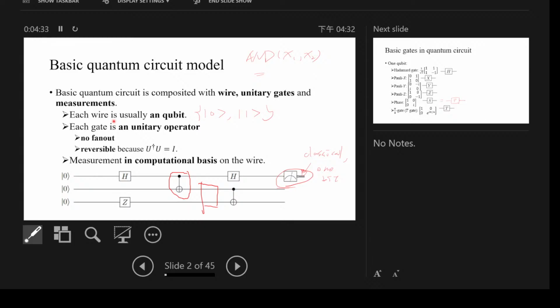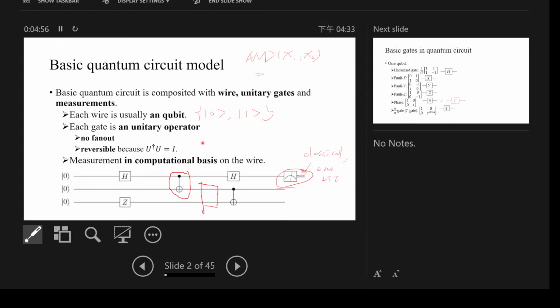And also each gate will be reversible, because it's a unitary operator, and you can just find its inverse as its dagger operator. U dagger U is always equal to identity, so for every gate you apply, you can apply its dagger operator, and then you will invert your gate.